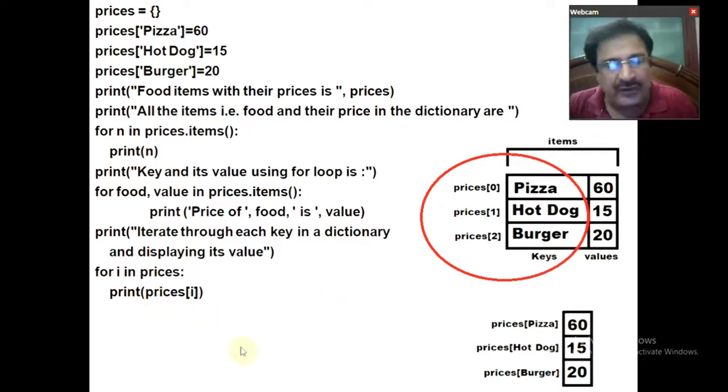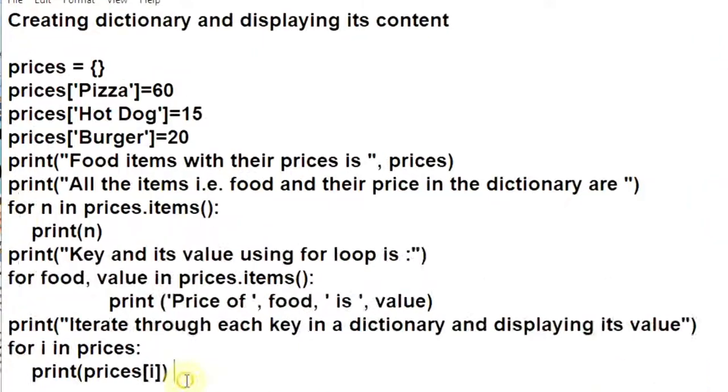So in the first iteration, the key, that is pizza, will be accessed and assigned to variable i. prices[pizza] will get you 60. In the next iteration, hot dog as a key will be accessed and assigned to variable i. On displaying prices[hot dog], you get 15. So all the key values will be displayed. Let's run this program.